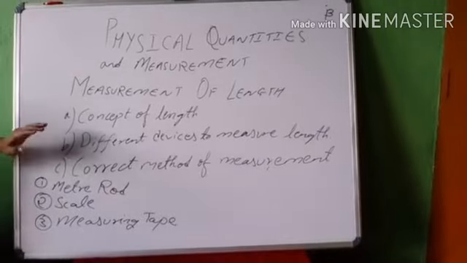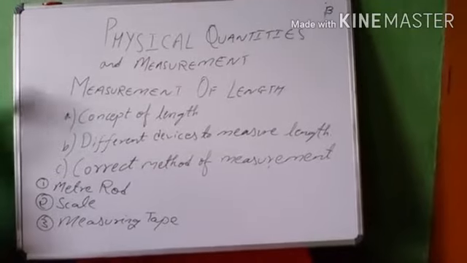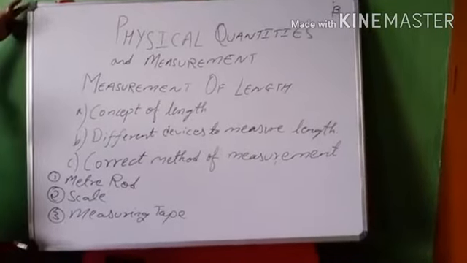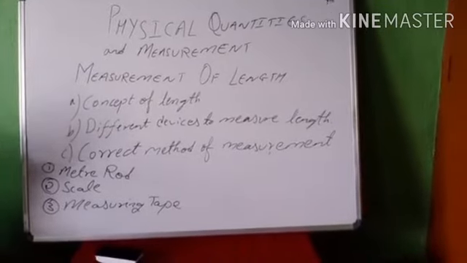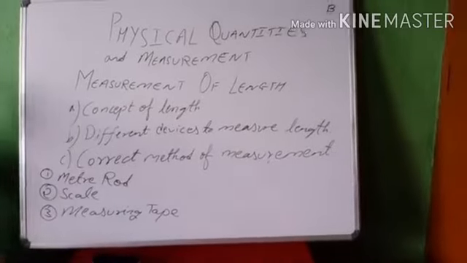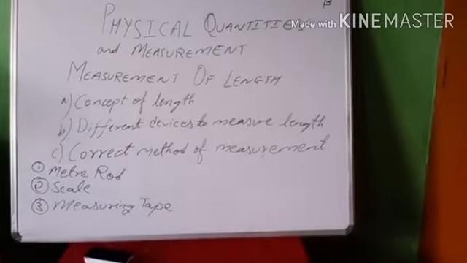Number one, concept of length. Length is basically the distance between 2 points. Suppose if I say from top to bottom, this is what we say length. We have a precise term for it, that is what we say breadth. Whenever we measure length, breadth or height, we are actually measuring a length of an object. Suppose if I measure my height, what I am doing, I am measuring the length from head to the foot.